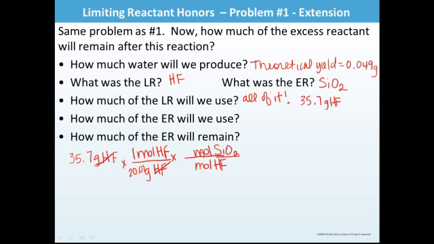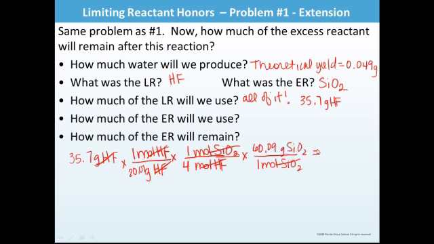HF in the balanced equation had a coefficient of 4. Silicon dioxide in the balanced equation had 1. Our moles of HF cancel. We have moles of SiO2. We're going to convert to grams, so we have to have the molar mass of SiO2, which is 60.09 grams.